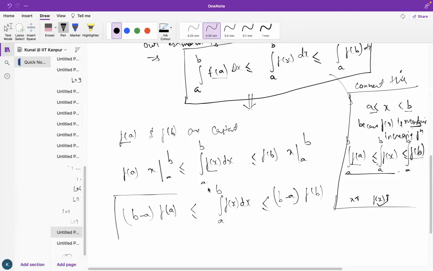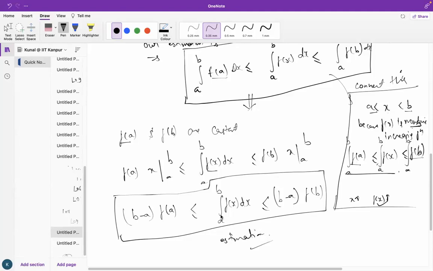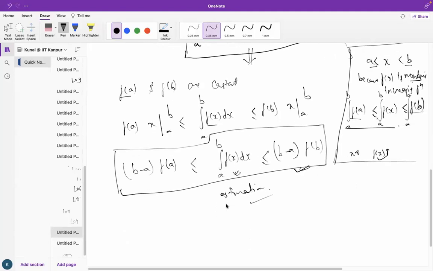So this is my standard estimation. I'm trying to say, if our function is a monotonic increasing function, then the integral of the function lies between B minus A times f of A and B minus A times f of B. Okay, so this is our estimation.